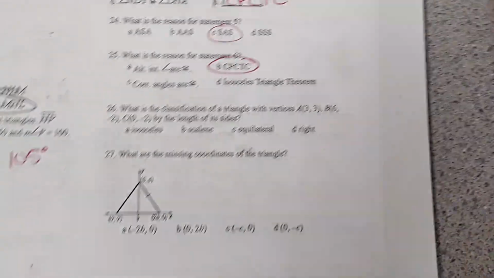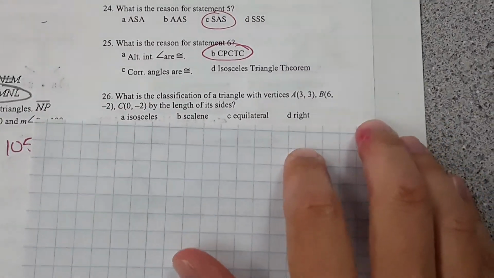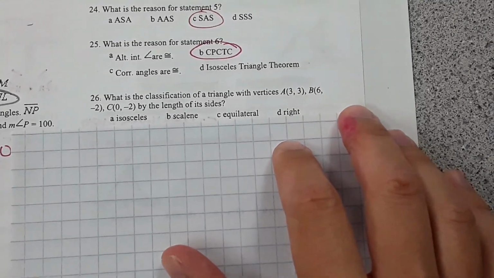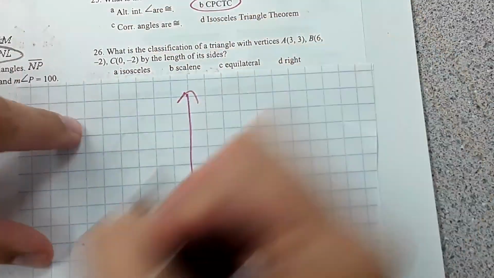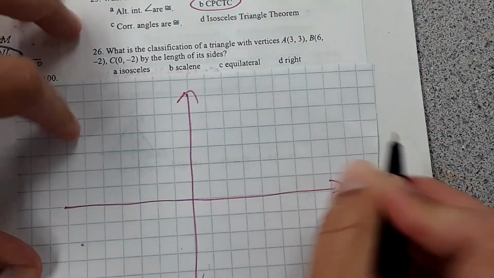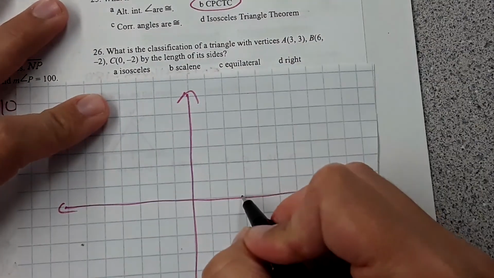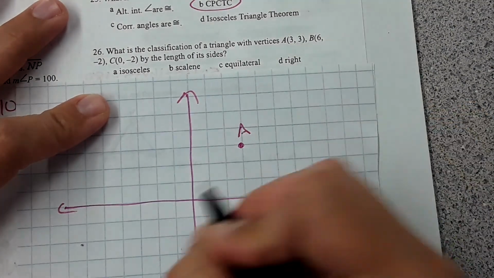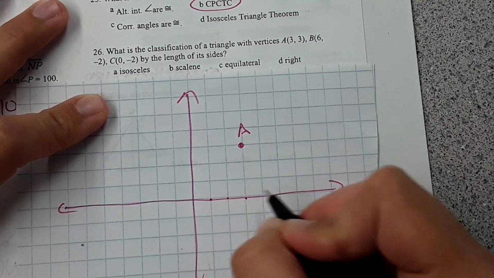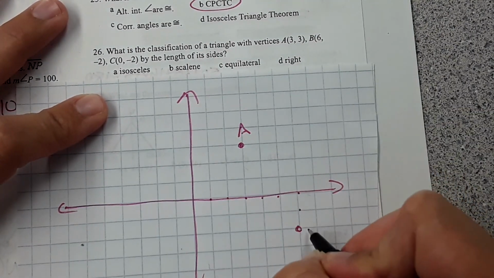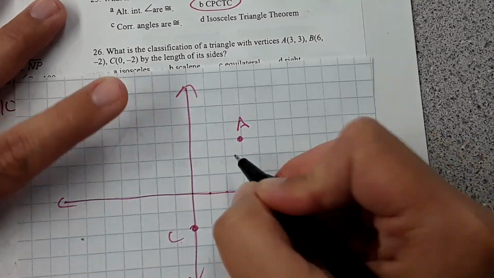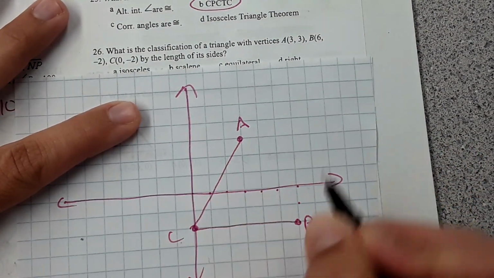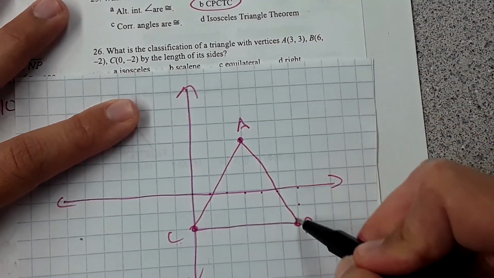26. Classify this based on the points. Okay, so I'm graphing this again quickly. A is at 3, 3. Point B is at 6, -2, and 0, -2 is C. Okay, here's the triangle. It honestly looks like it could be an equilateral.